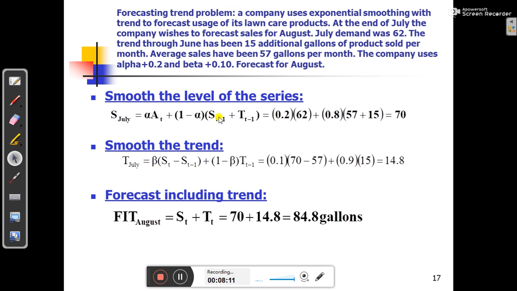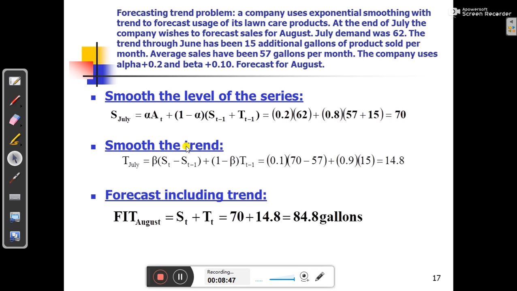Alpha A plus 1 minus alpha into the forecasted value, and the forecasted value can be calculated using the actual average sales, that is 57, plus the trend, so 57 plus 15. Here average sales has been 57 gallons per month, plus trend means we need an additional 15 gallons per month. So 57 plus 15 is the predicted value. If you calculate this, then you can get 70.